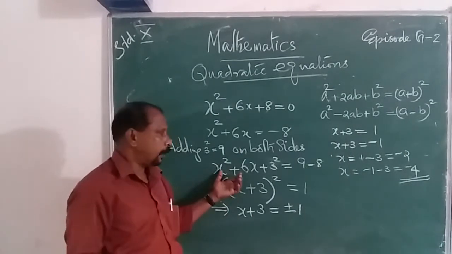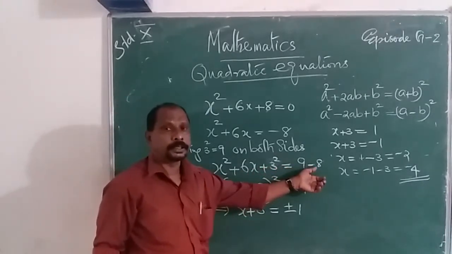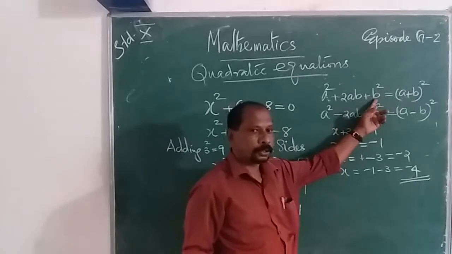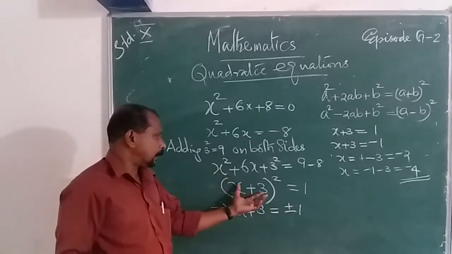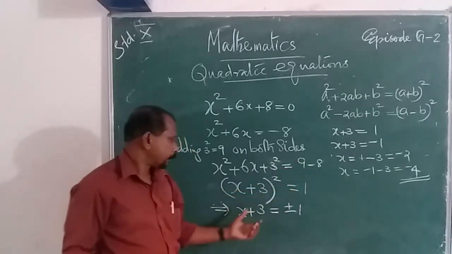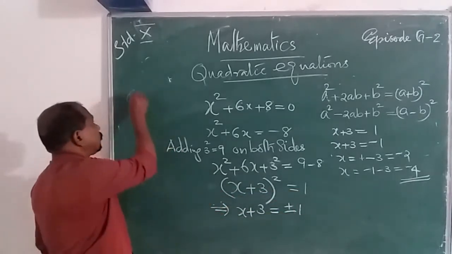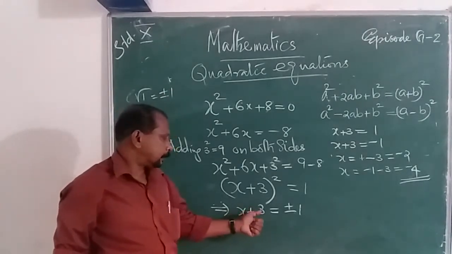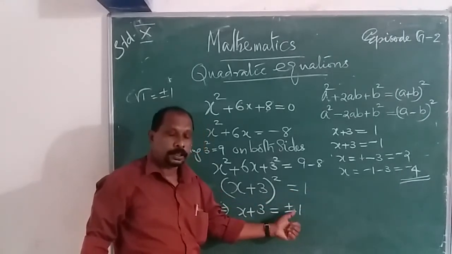That is x square plus 6x plus 3 square, that is 9, is equal to 9 minus 8. This is what we form, a square plus 2ab plus b square, which is a plus b the whole square. That means x plus 3 the whole square is x square plus 6x plus 9, and 9 minus 8 is 1. Take the square root on both sides, root 1. Root 1 is plus or minus 1. There are two values. Therefore, x plus 3 is equal to plus or minus root 1, that is plus or minus 1.